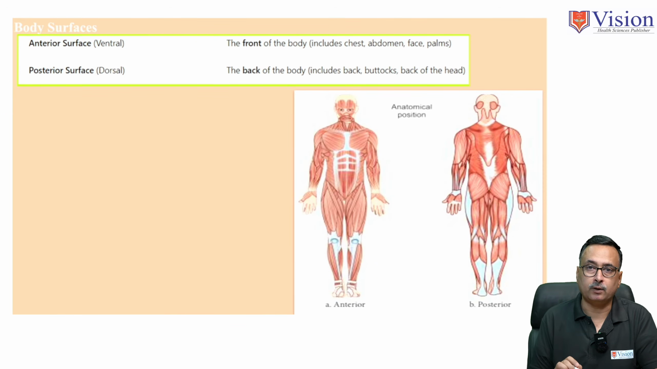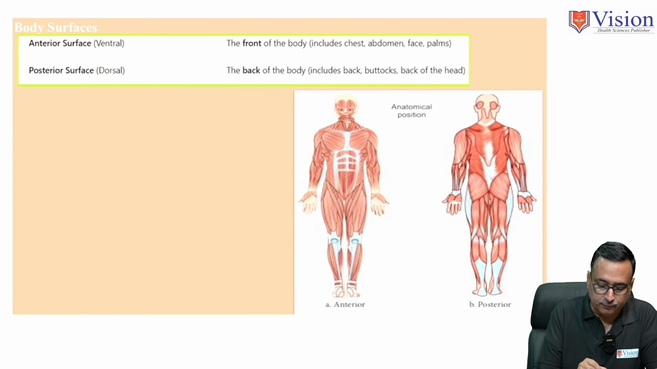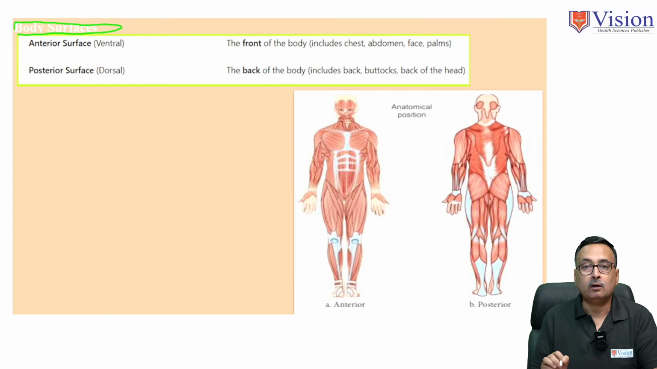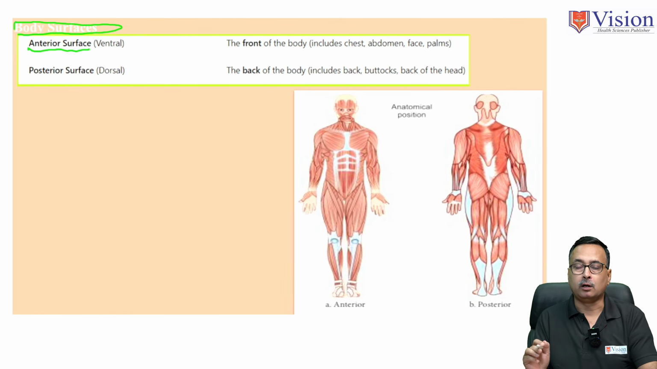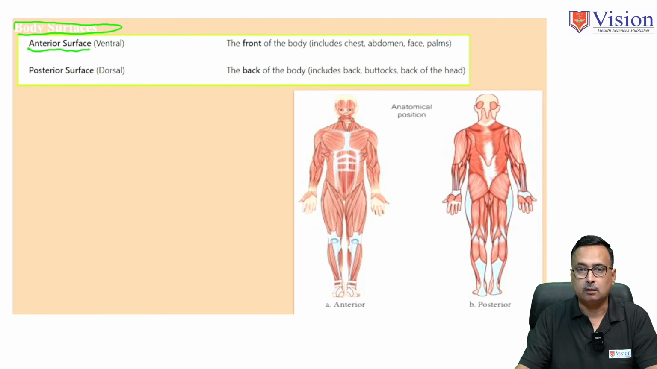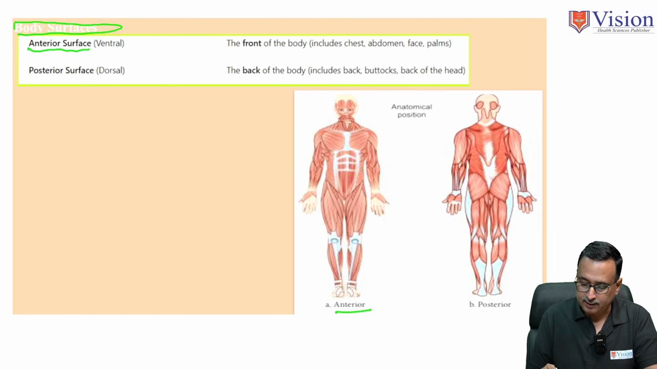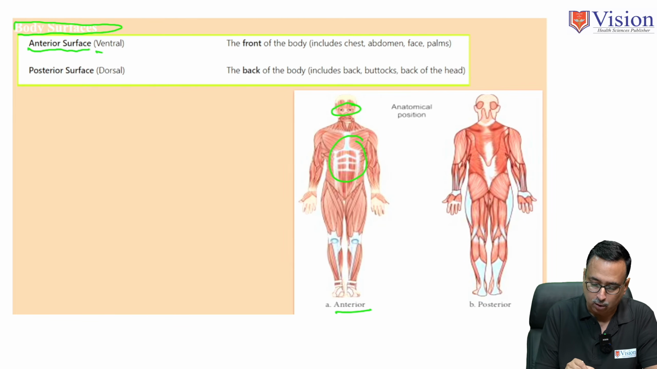Third aspect of anatomical terminology refers to the body surfaces, where we study first of all the anterior surface of the body. Anterior body surface is the surface towards nose, eyes, chest, as from the diagram we can see. So this entire anterior surface of the body towards eyes, chest, ribs is the anterior surface, and this anterior surface is also called ventral surface.